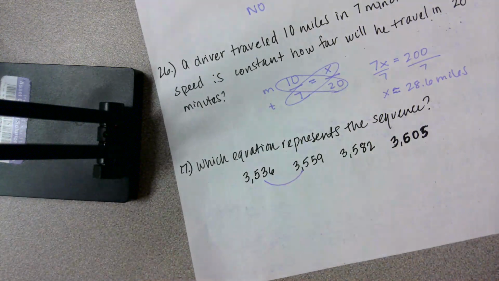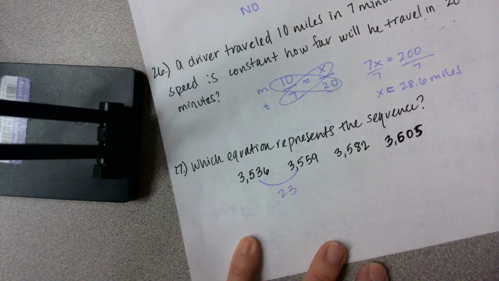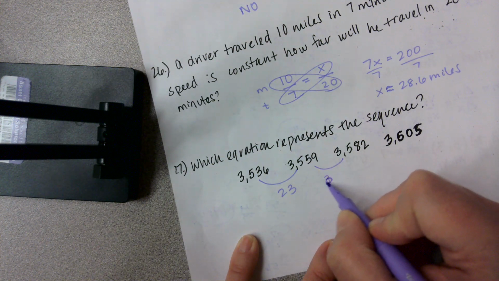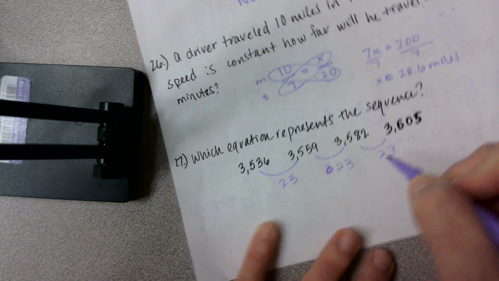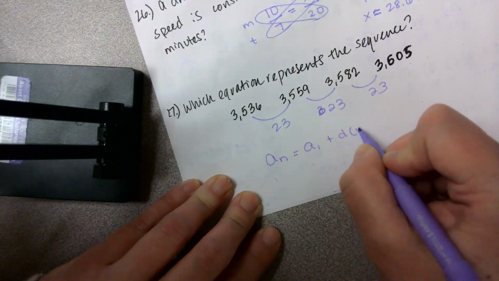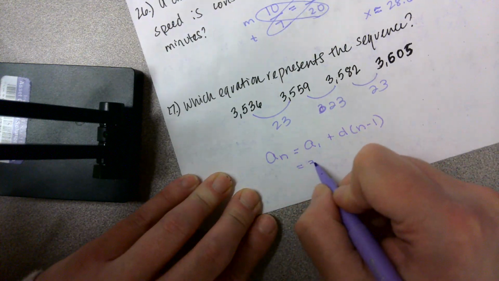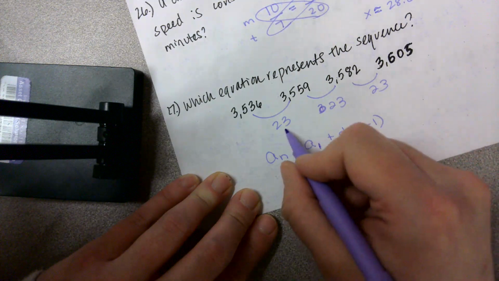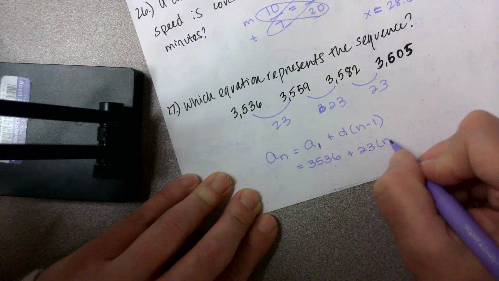So this equation, how do you get from 3536 to 3559? It's going to be 23. It's 23 every time. So the formula is your first term plus your common difference times n minus 1. Your first term is 3536. Your common difference every time is 23.